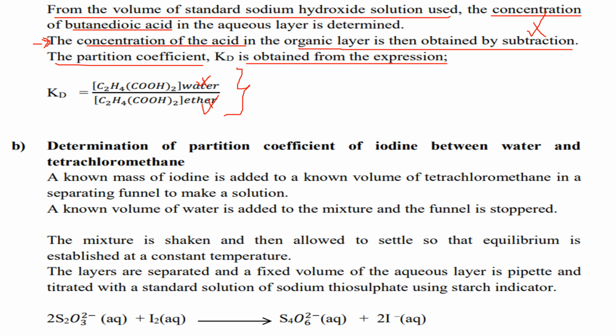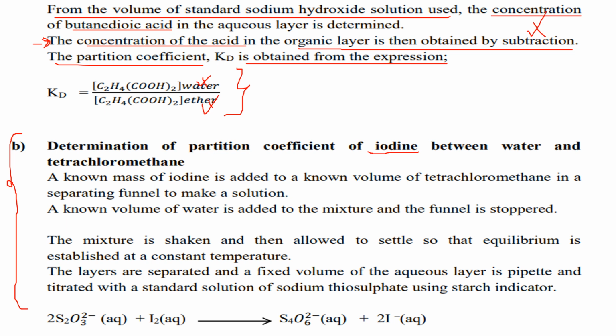Now in proceeding, we are going to be looking at another experiment. But this time round, you are going to be titrating iodine, which is neither acidic nor alkaline. So for iodine, we say that the standard titrant is always going to be sodium thiosulfate solution, and it's always the standard titrant that determines the indicator you are going to use.